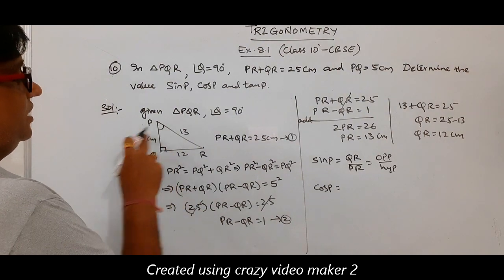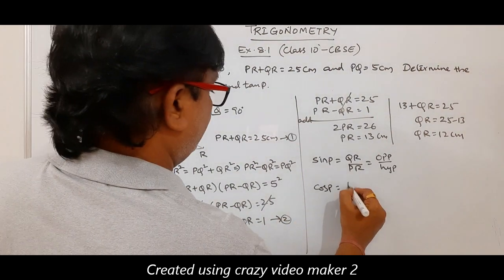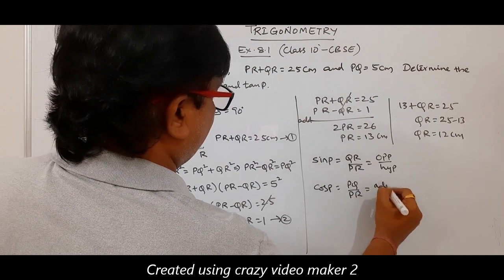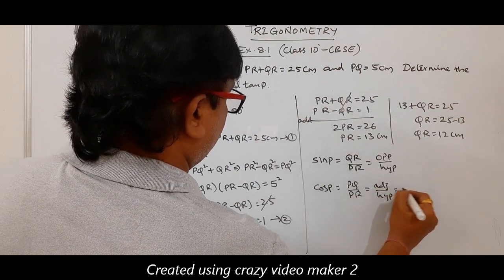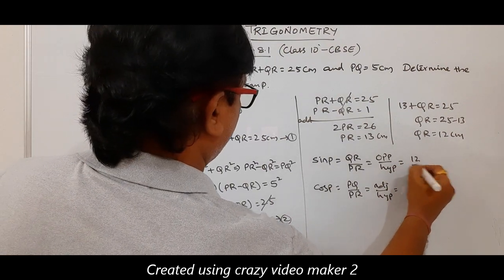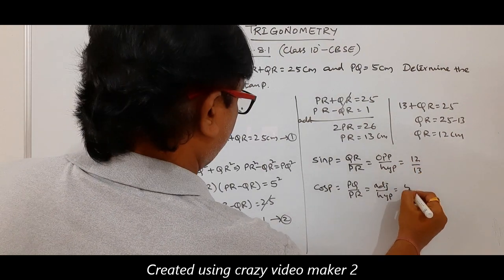Adjacent is PQ. Cos P is adjacent by hypotenuse, PQ by PR. That is, what are the values? You write it, sir. So 12 by 13, and this is 5 by 13.